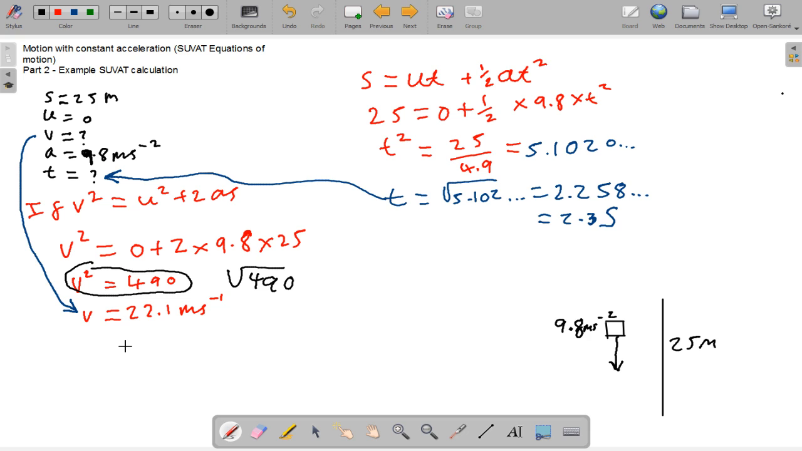And then you have t squared on that side, and divide. This equals 5.102 to 3 significant figures. And then you take the square root of 5.102 to equal 2.258, which is roughly 2.3 seconds, and that is our value for t. So t is 2.3 seconds and v is 22.1 ms minus 1. So now we'll look at another example.